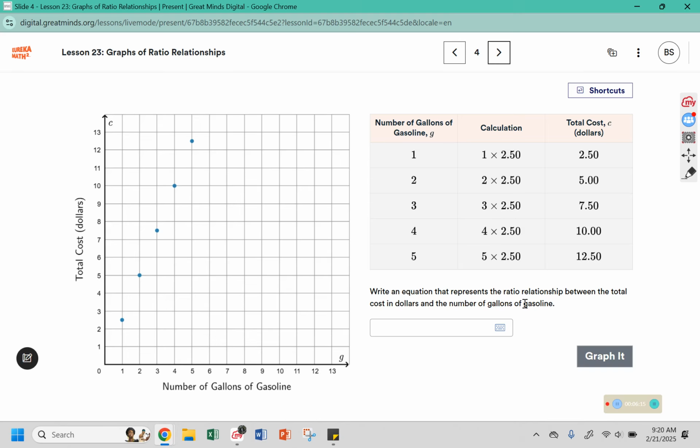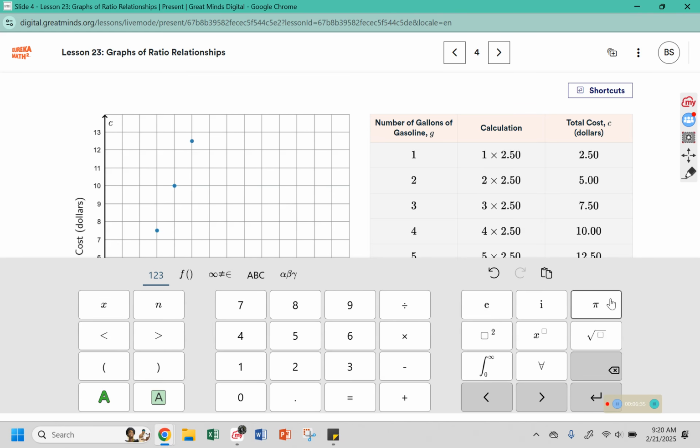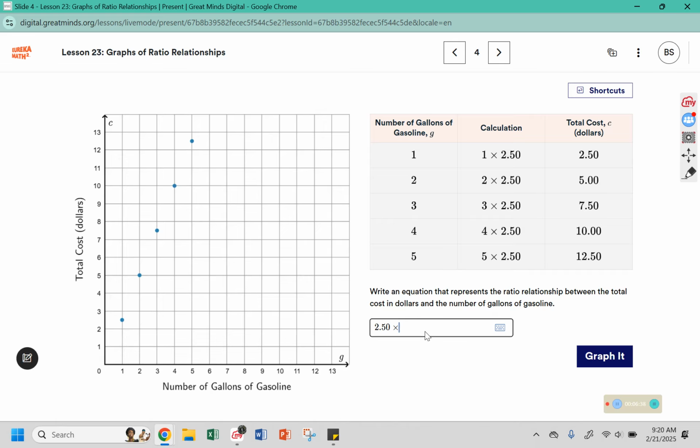Write an equation that represents the relationship between the total cost in dollars and the number of gallons of gas. So we take the G, the gallons, and multiply by 2.50, and that equals the cost. So 2.50 times G equals the cost, which is labeled with C. And then click Graph It.